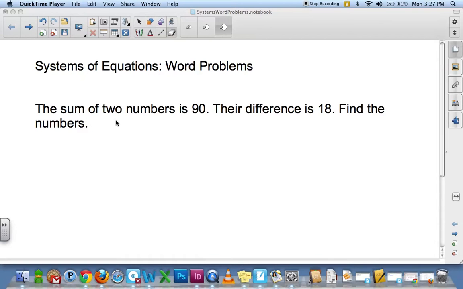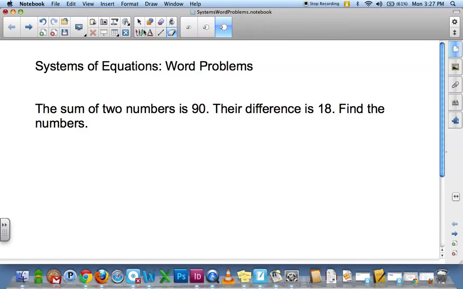Systems of equation word problems. We're going to go over 3 different types of word problems that you could potentially see. The first one states that the sum of 2 numbers is 90, the difference is 18. Find the numbers. So I'm going to say my 2 numbers are x and y.